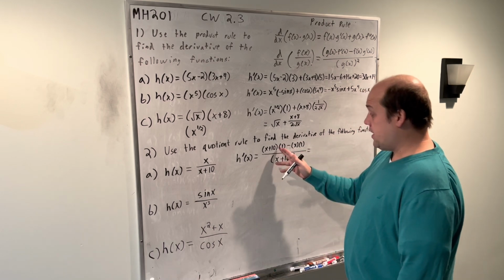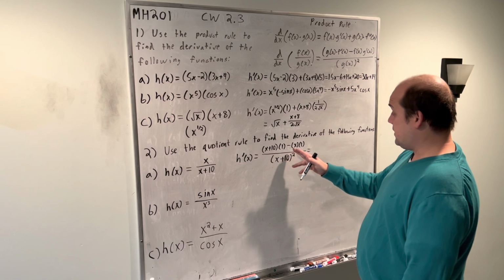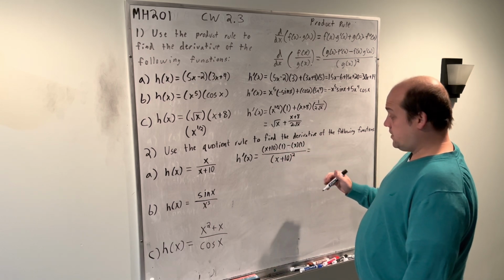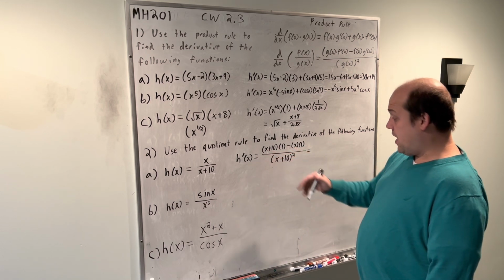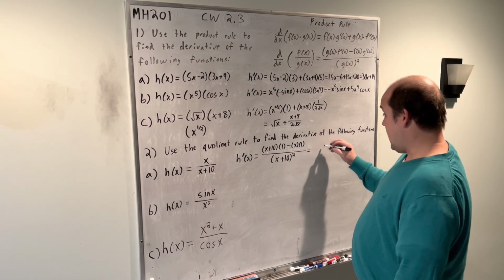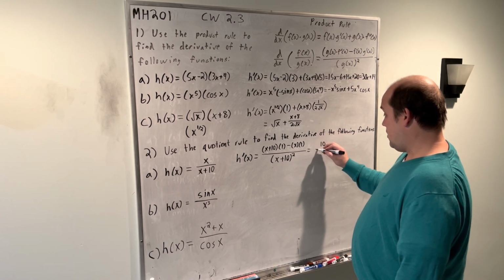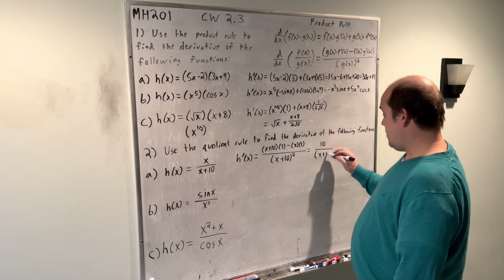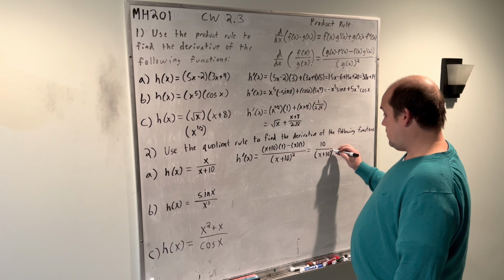I can clean up the top a little. This becomes just x plus 10. This becomes minus x. So this minus x and this positive x reduce. They just leave me with, on top, 10. Still over x plus 10 quantity squared.